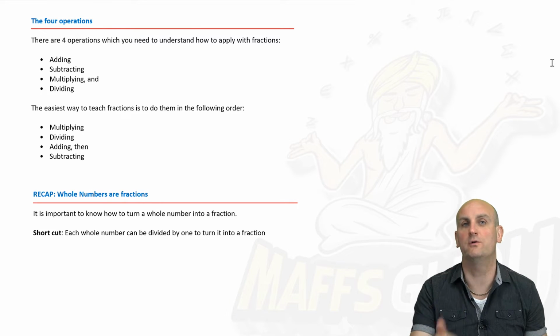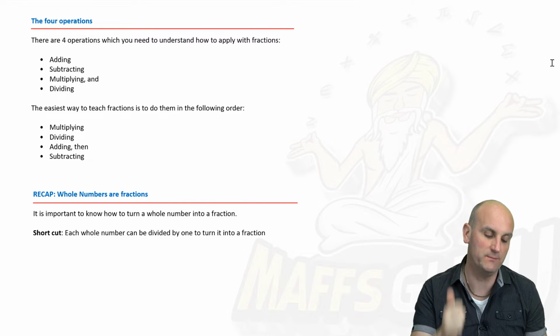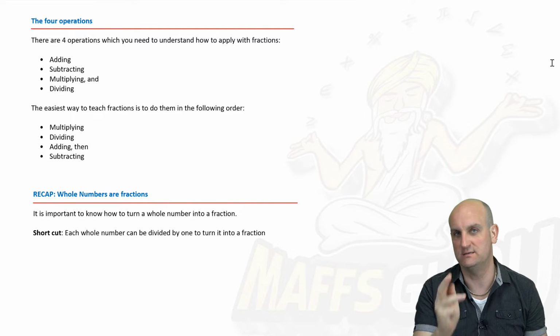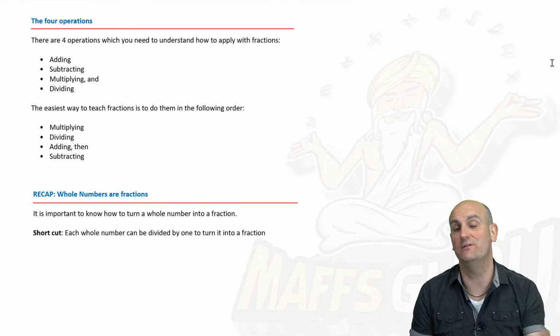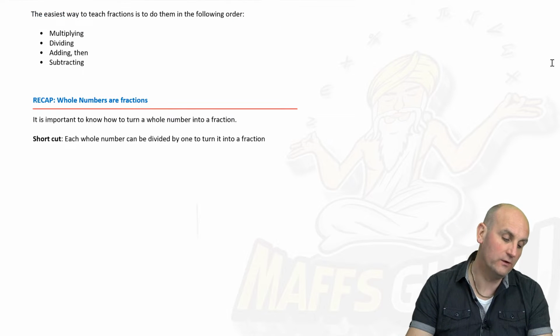So we're going to do fractions, but by multiplying, dividing, adding and subtracting, because that's the easiest way to do them. That's the easiest order. So let's do a couple of recaps.